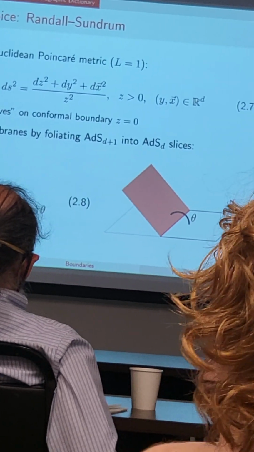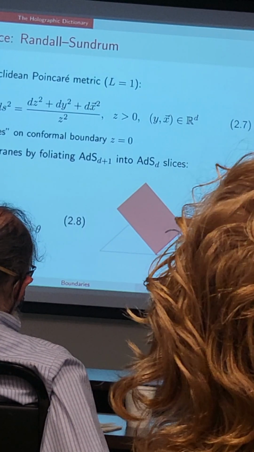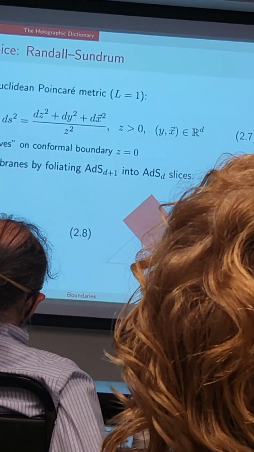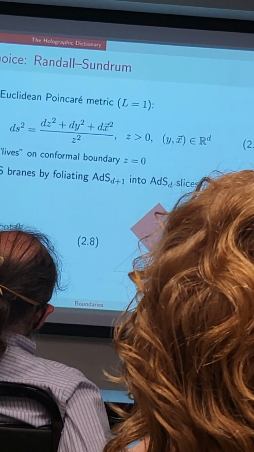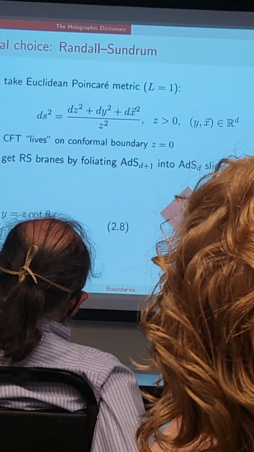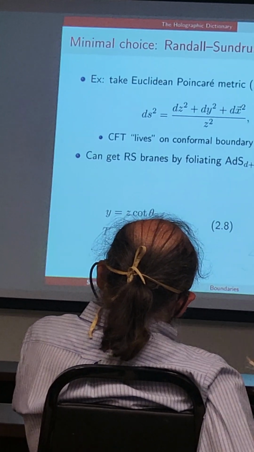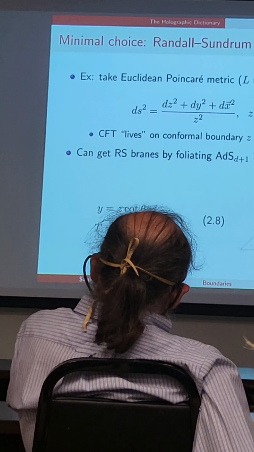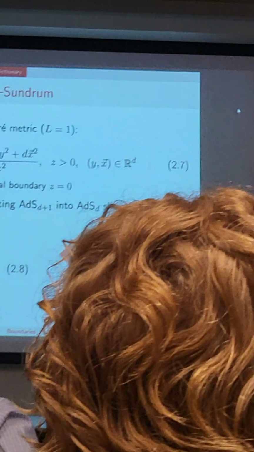I can get that because there are foliations of AdS_{d+1} into AdS_d slices. So for example, I could do a planar foliation, which is the thing I've written on the left, where theta is the angle between the conformal boundary and the end of the world brane in red. Theta is really a reparametrization of the tension.